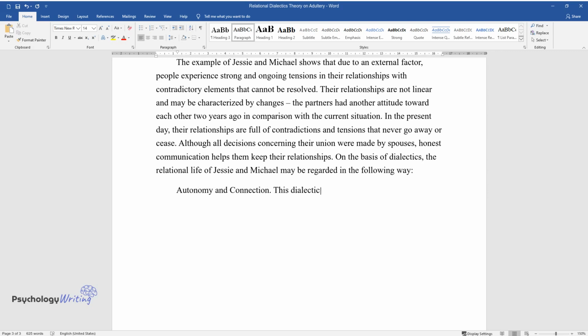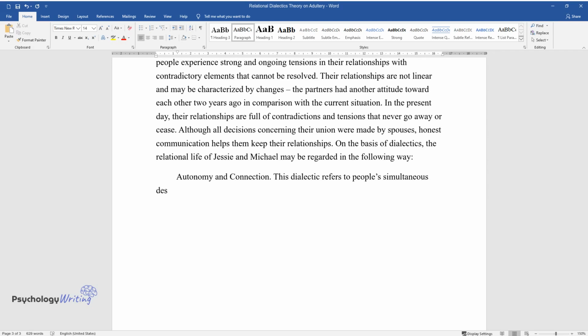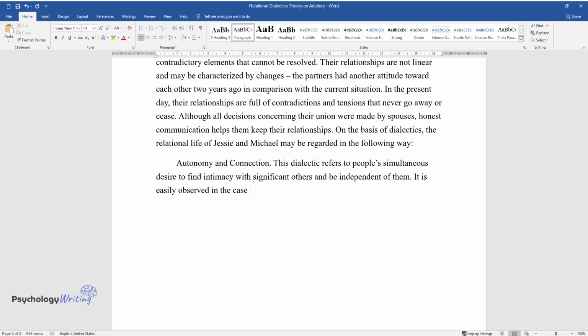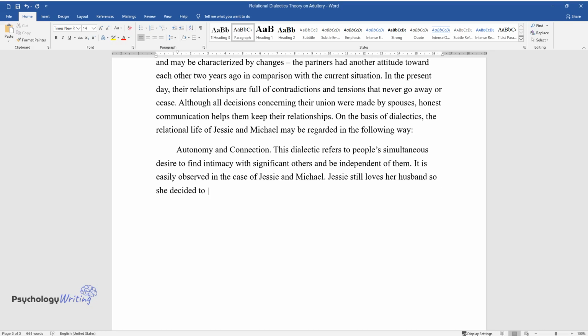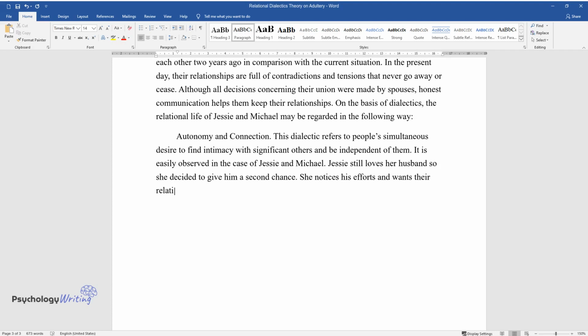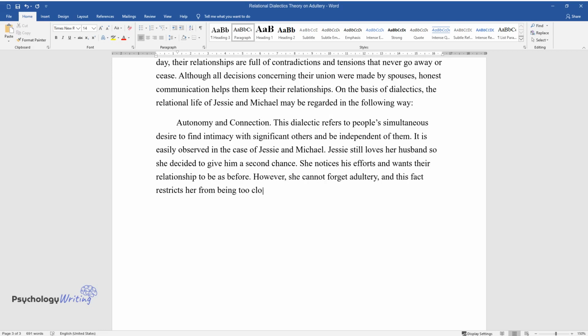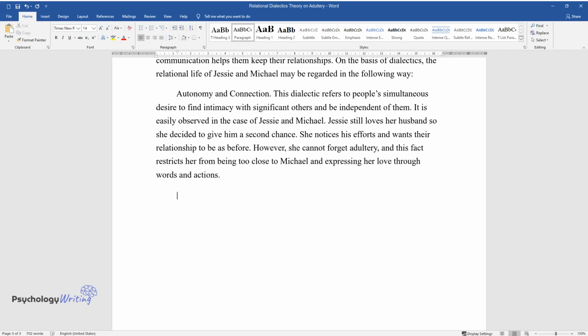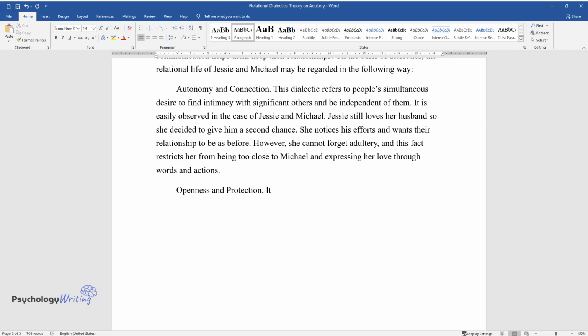Autonomy and connection. This dialectic refers to people's simultaneous desire to find intimacy with significant others and be independent of them. It is easily observed in the case of Jesse and Michael. Jesse still loves her husband, so she decided to give him a second chance. She notices his efforts and wants their relationship to be as before. However, she cannot forget adultery, and this fact restricts her from being too close to Michael and expressing her love through words and actions.